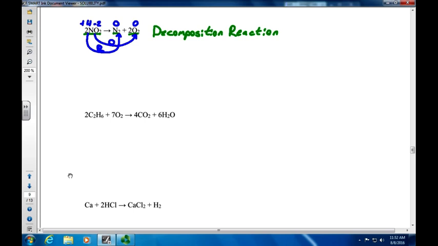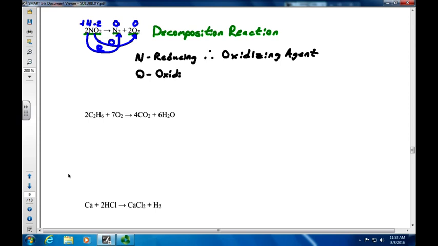Therefore, we can say with confidence that nitrogen is reducing, therefore it is the oxidizing agent. Oxygen is oxidizing in this case, though not always. Therefore, it is the reducing agent.